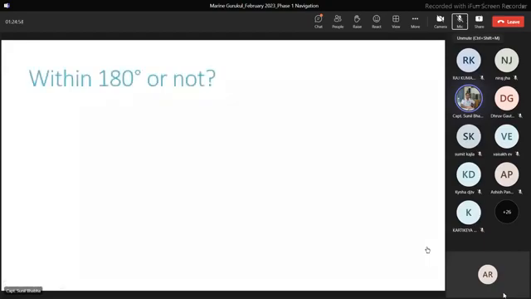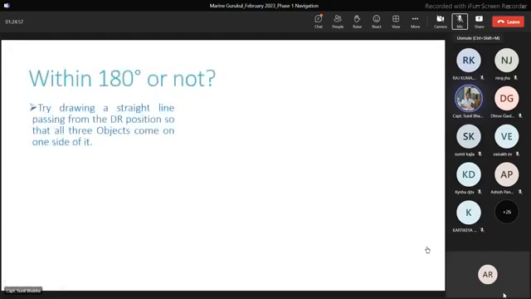Now, how do we find out in a particular question whether the bearings are within 180 degrees or not? We can easily understand it using a simple example. Let's assume that we have a DR position in this particular location and we have obtained 3 celestial observations. The first observation was taken using the red colored star. It is identified as star 1 and has an azimuth of 050 degrees.